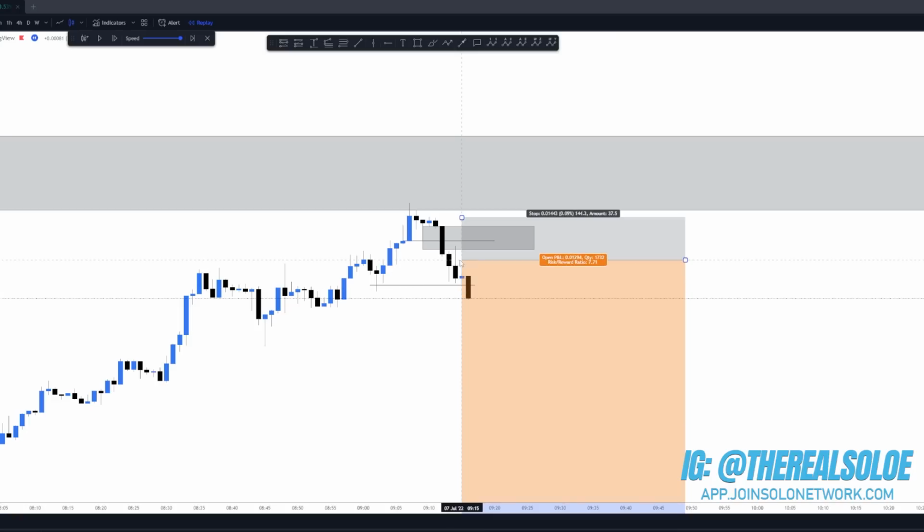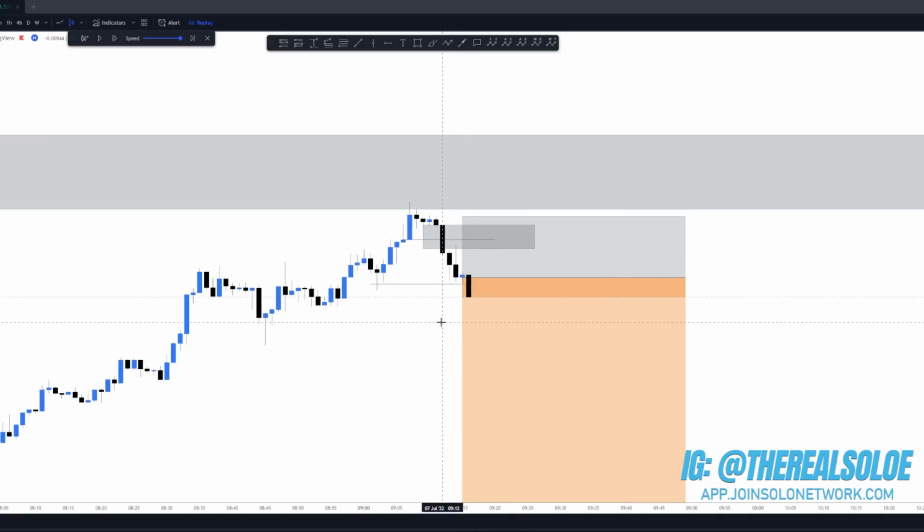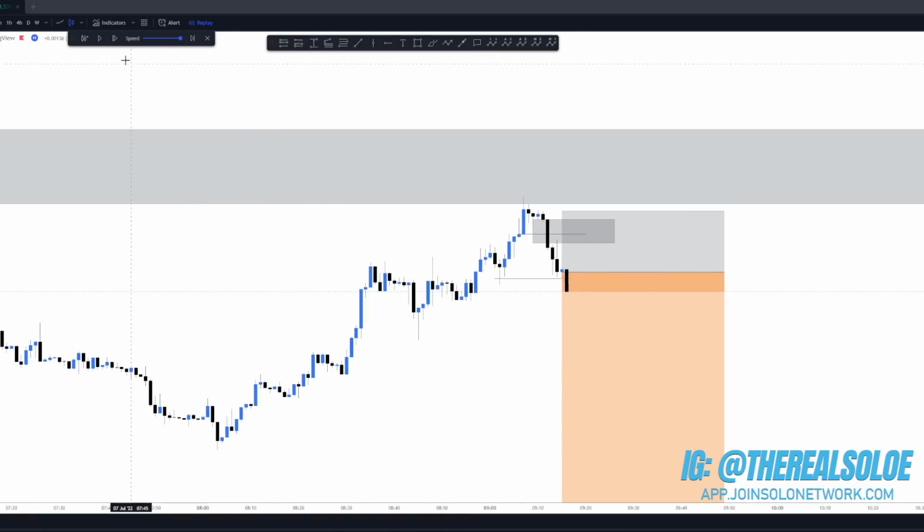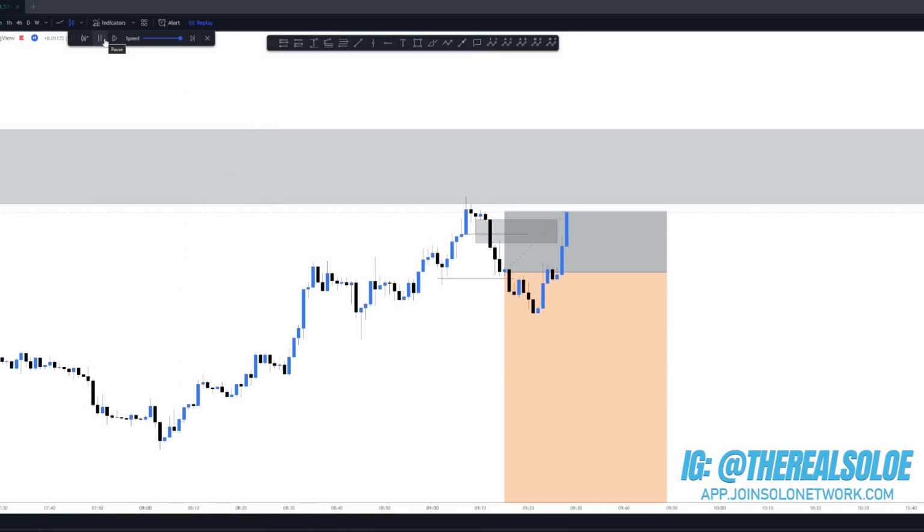Or even if we wanted to get in, which would technically be, I like to get in at the close of the candle, which would be here. This is still a beautiful 5, right? We're looking at an RR of a 5. So we can take that play like that, and guys, we can just ride this out.